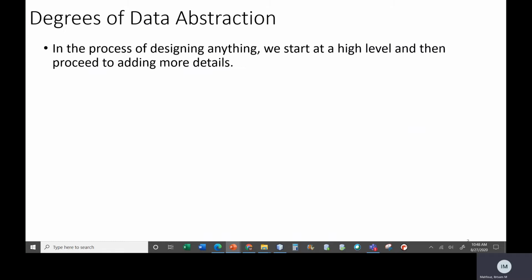So when you think about designing anything, including a database, you don't start immediately thinking about what tables I'm going to be storing and what the attributes and their data types are. You don't go to that level of abstraction. You start with some high level and then you start adding details little by little.